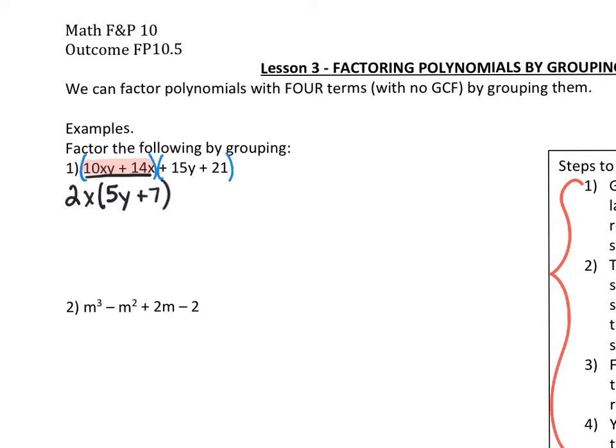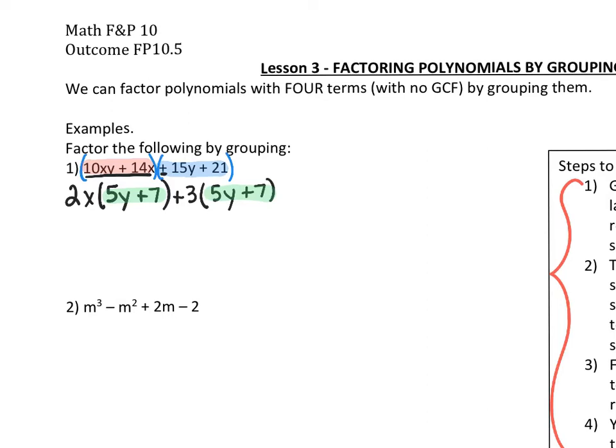Okay, then you're going to look at your second grouping, and you're going to take a common factor from that second grouping. So if I look at the numbers 15 and 21, I can take a 3 out of there. And I'm always going to take the sign of that first term, so I'm going to take plus 3. And when I do that, I will be left with 5y plus 7. Now, what you'll notice, and this should always be the case, is that these brackets are the same. That's a check. If they're not the same, you've got an error.